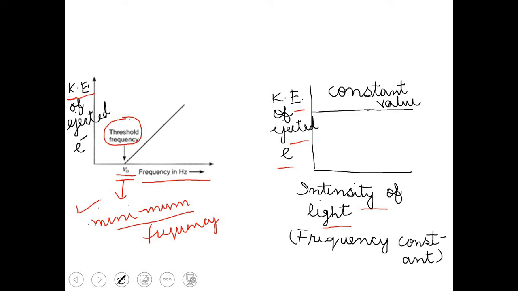Then please look at the second graph. The second graph shows the intensity of light, and we have plotted a graph between kinetic energy of ejected electrons versus intensity of light used. It is very clear from the graph that there is no effect on the kinetic energy of ejected electrons with the intensity of light. We are getting a constant value, a parallel line. So I hope this point is clear to you.